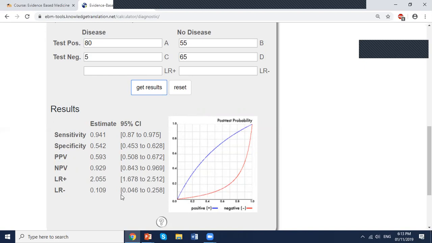So you should have said sensitivity 0.94 over 1 minus 0.54, which is 0.94 over 0.46. You wouldn't get this exact value, guys, because of rounding. If you use 94% instead of 0.941, you'll get slightly different results, but you should get around the same thing, about 2 and about 0.1 for the negative. So based on this, what would you say about this test?